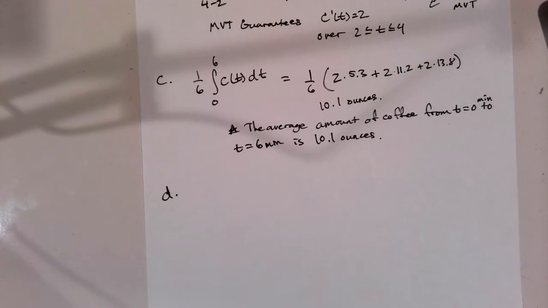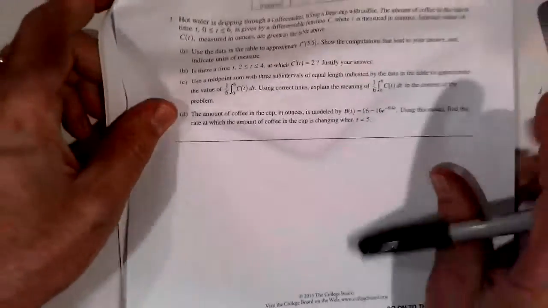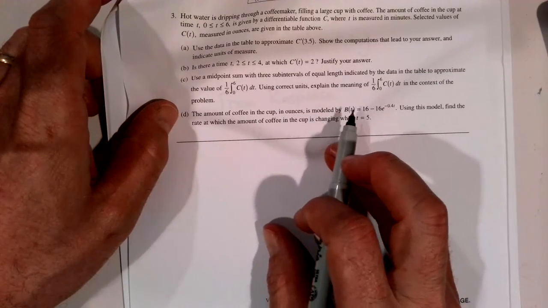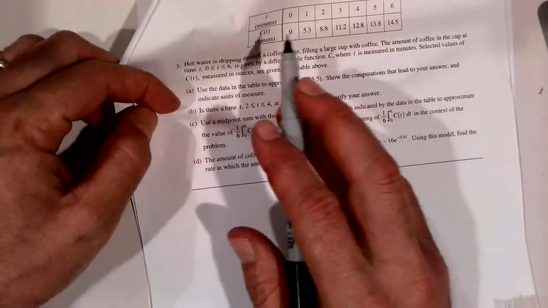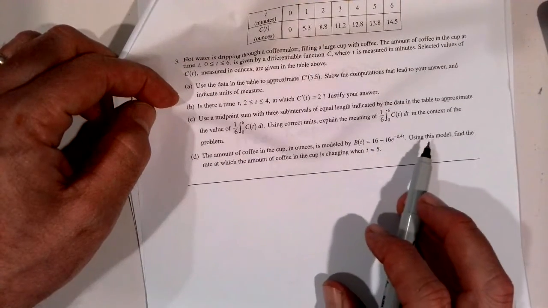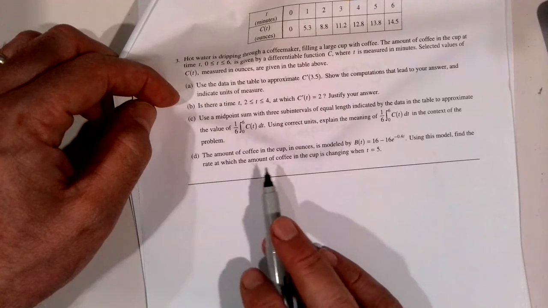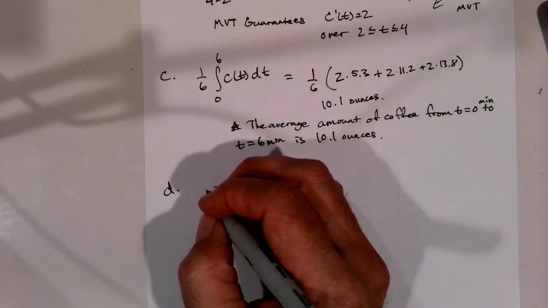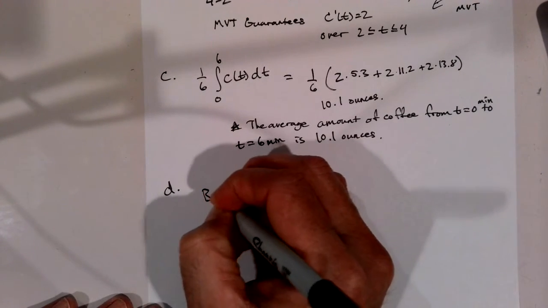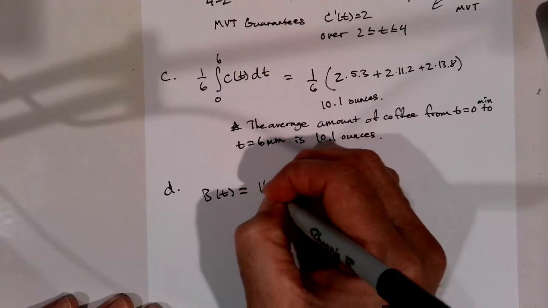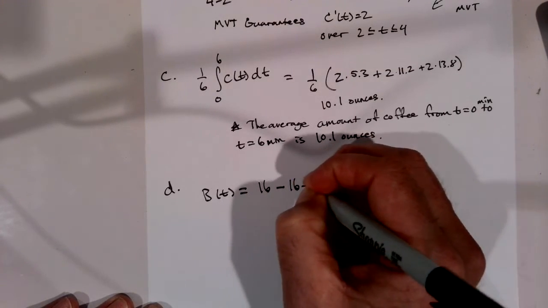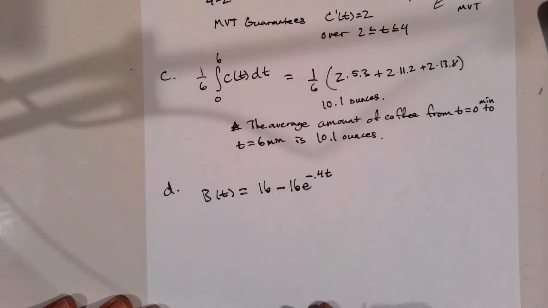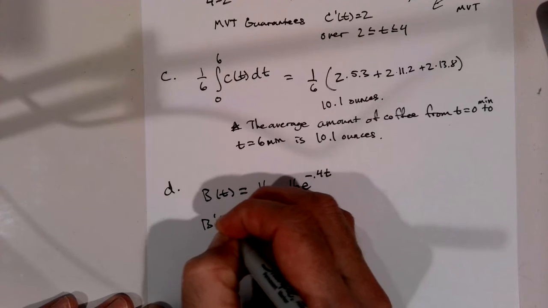And question D. The amount of coffee in the cup in ounces is modeled by this actual function. So these points come from this function right there. Using this model, find the rate at which the amount of coffee in the cup is changing when time is equal to 5. So we're looking for the derivative. B of t is equal to 16 minus 16e to the negative 0.4t. And we're wondering about b prime of t.